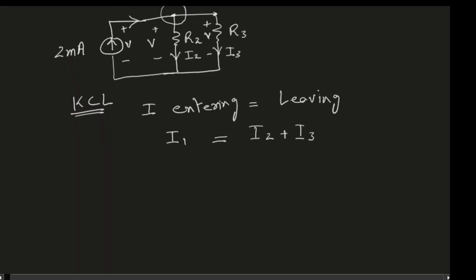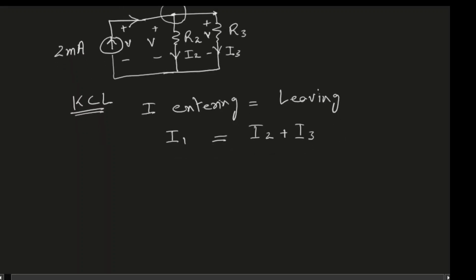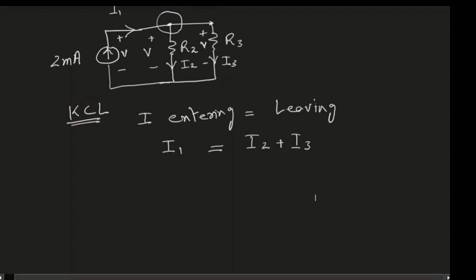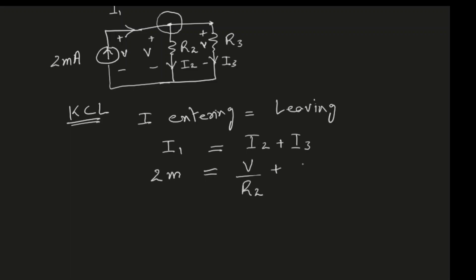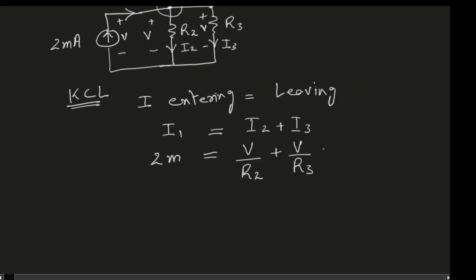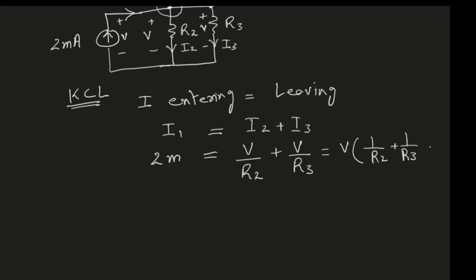So this means I can write these currents in terms of voltages and resistors. I1, we already know that is 2 milliampere. So this is 2 milli. I2, on the other hand, is the voltage across the resistor divided by the resistor value, which is R2. Similarly, I3 is the voltage divided by the resistor value, R3. Here I can write it this way: I1 equals V times (1 over R2 plus 1 over R3).